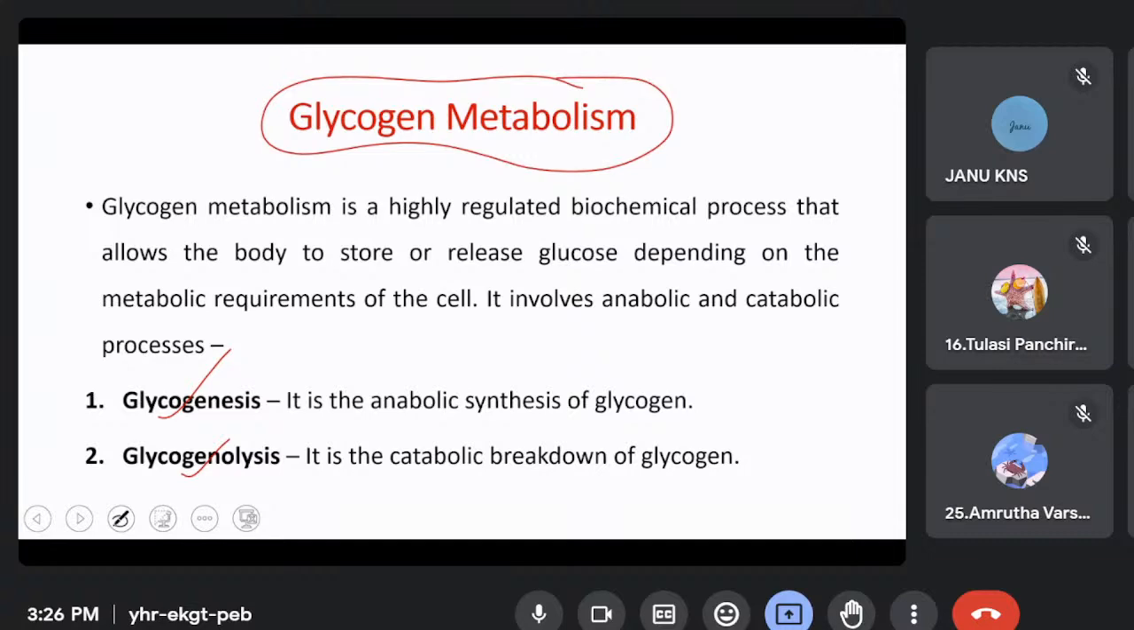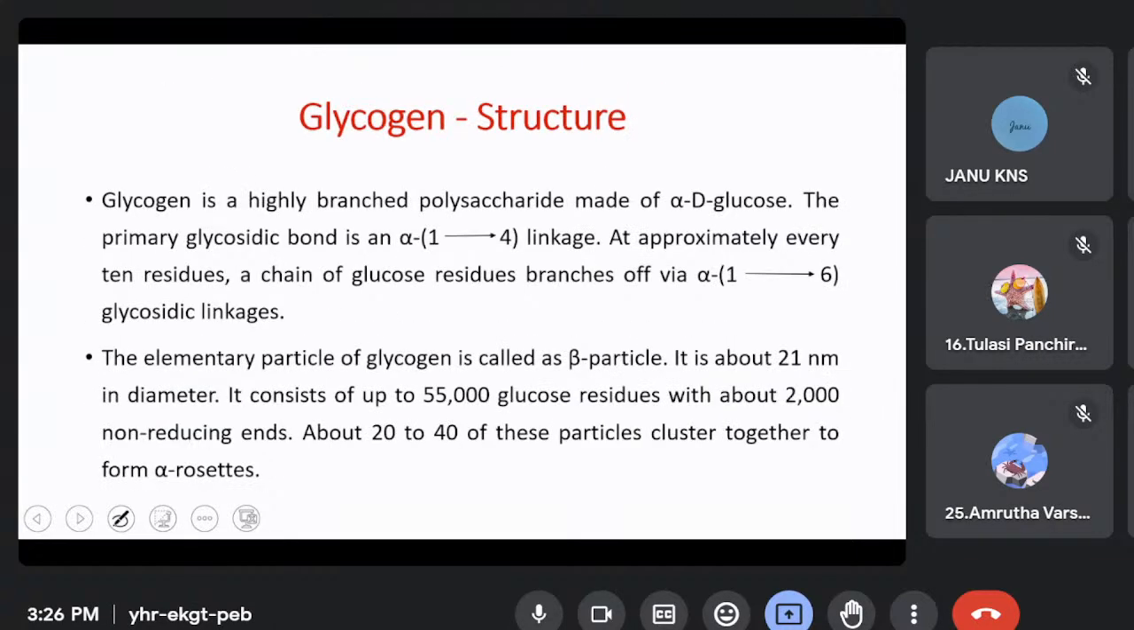Before going to that, let me explain the structure of glycogen. So what actually is glycogen? Glycogen is a highly branched polysaccharide. You know what a polysaccharide is? A polysaccharide is a carbohydrate made up of many glucose or fructose or any other monosaccharide residues. And here it is a polysaccharide made up of alpha D glucose. So if this is alpha D glucose, another glucose is added, another glucose is added, and a long chain of glycogen is formed.